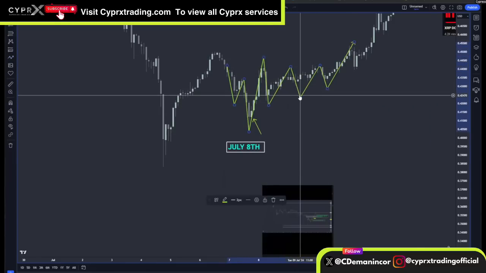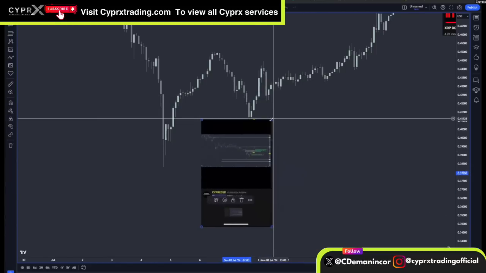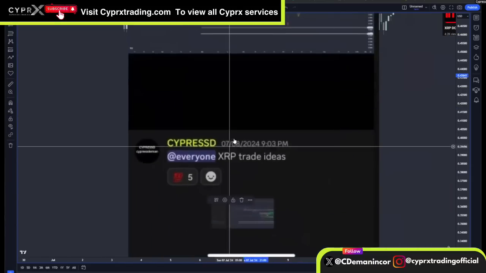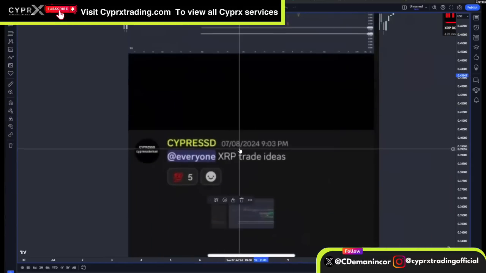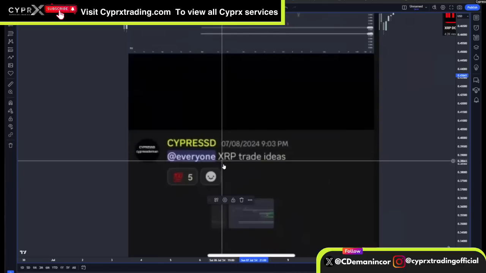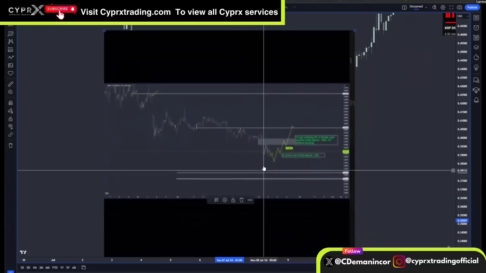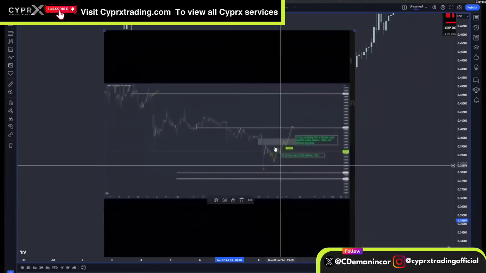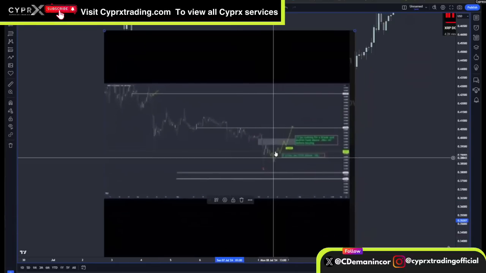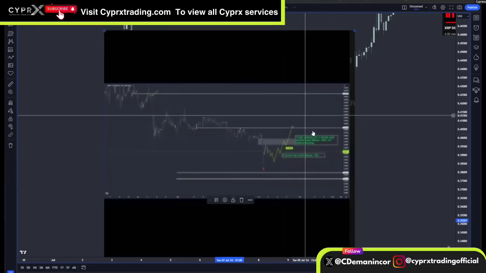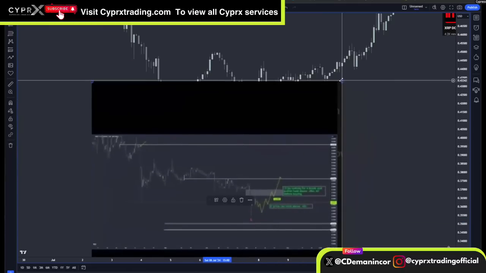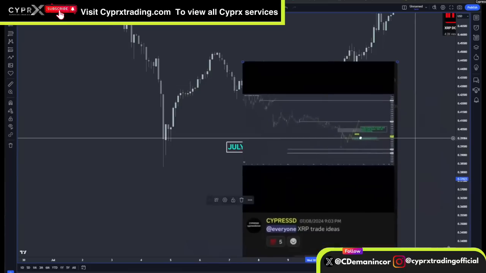Well, you can see here in the private CYPRX community, here is a screenshot of the analysis on the 8th of July at 9:03 p.m., where we said XRP trade ideas to our private community, and you can see the analysis in which we were attempting to show people was most likely going to play out. A bottoming out of roughly around the 42-cent range and an appreciation of price from that area of interest, right? Again, showing you guys that we predicted this ahead of the curve.